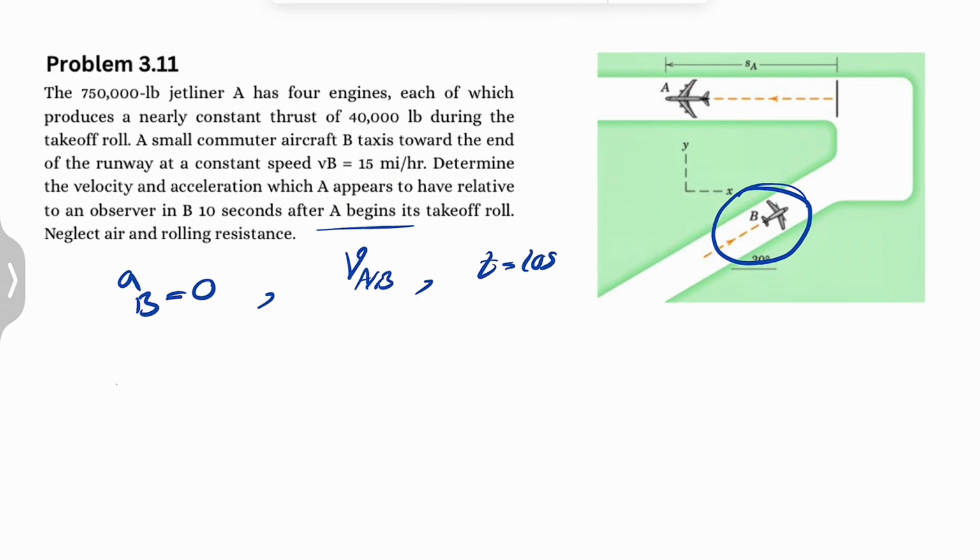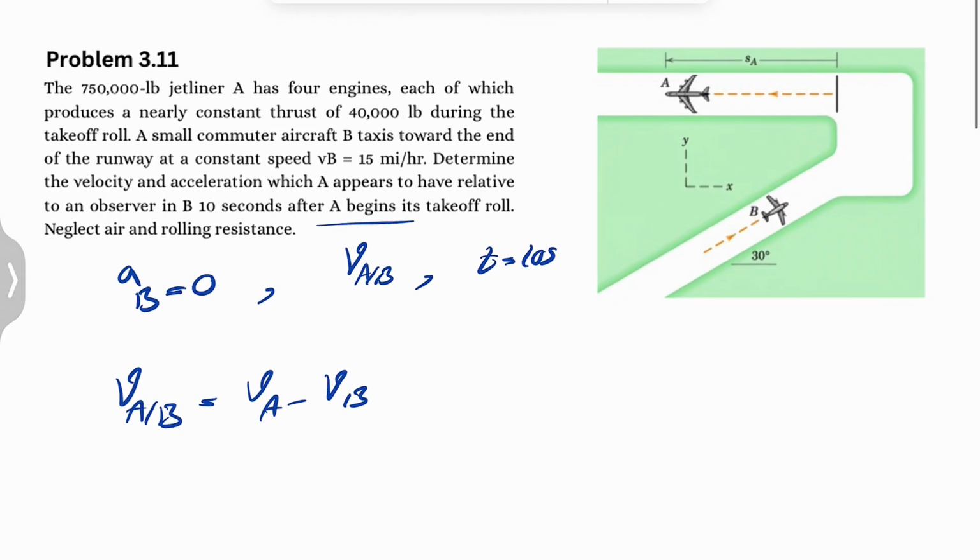So for finding the velocity of A relative to B, we need to find the velocity of each, and it's going to be vA minus vB. These are vectors, so we have to watch for the sign in here too. We have the positive x and y in the figure, so let's start to figure this out.